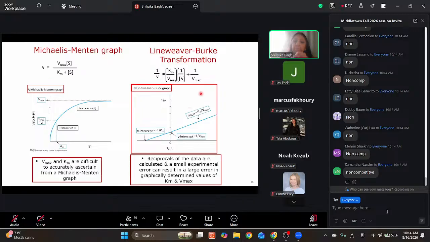In the Lineweaver-Burk plot, I said that the inhibitor line should always be above the control line. For the Lineweaver-Burk plot, the inhibitor line should always be above the control line, not below the control line.